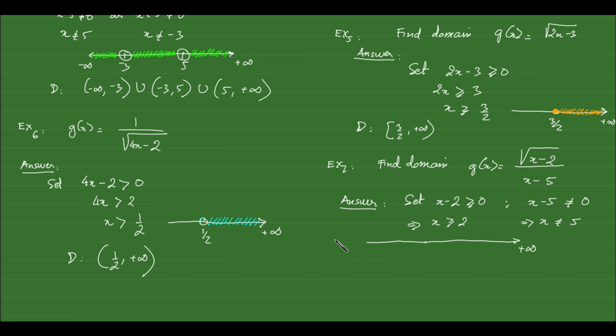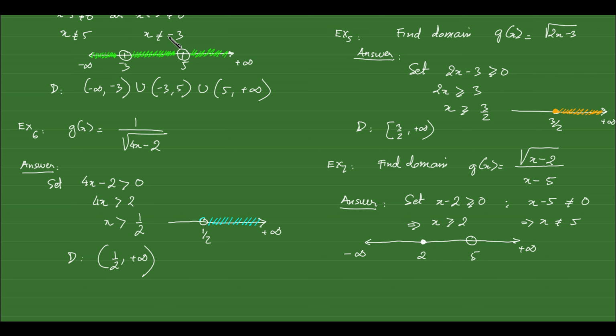Positive infinity here, negative infinity here. So I have 2 over here and 2 is included. I have 5 right here. 5 is different from 5, so 5 is not included. Okay, so you set it because it's greater than 2, so you set it here.